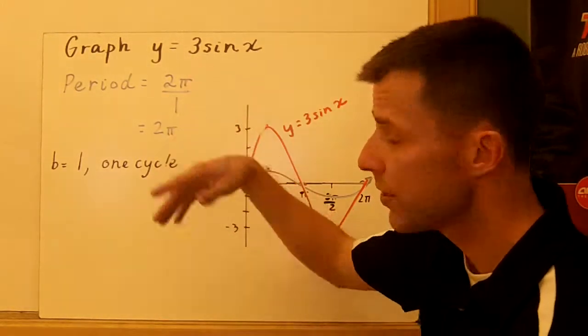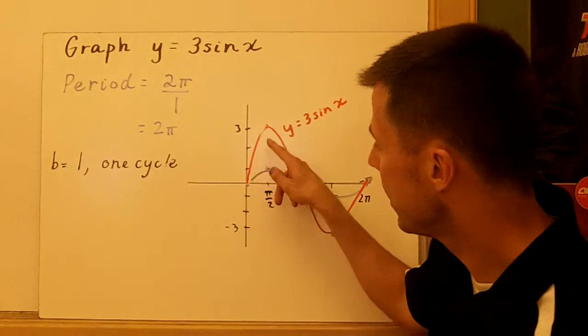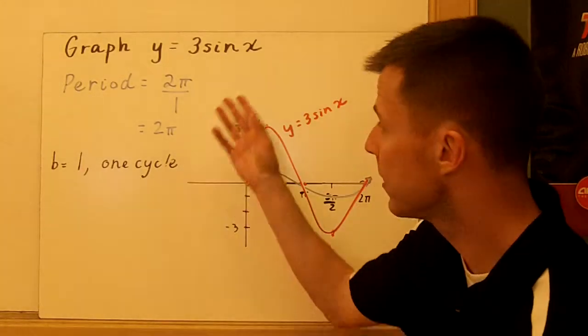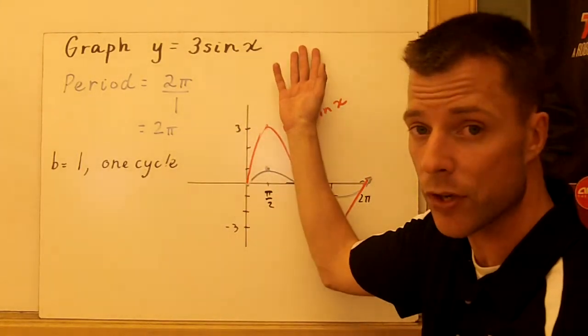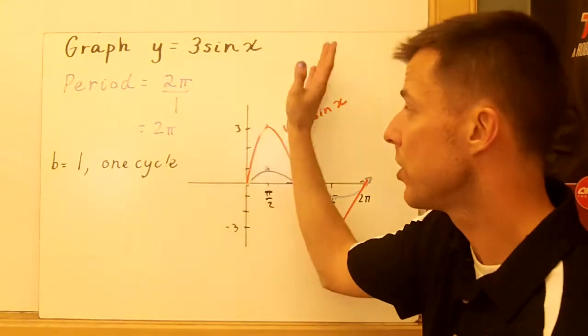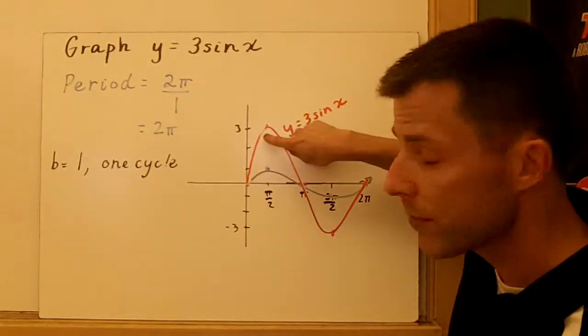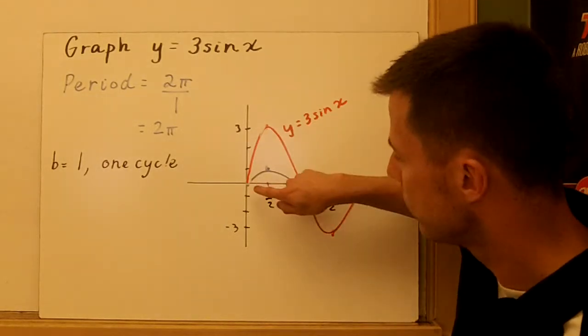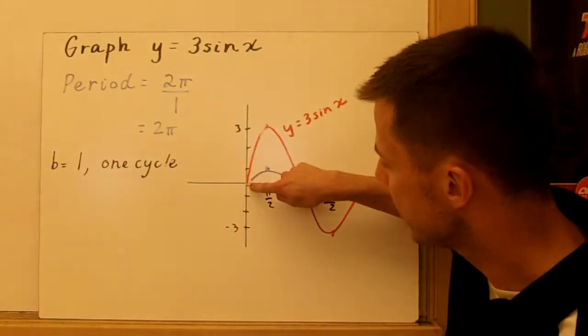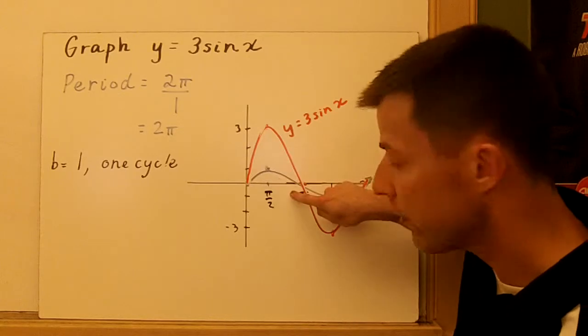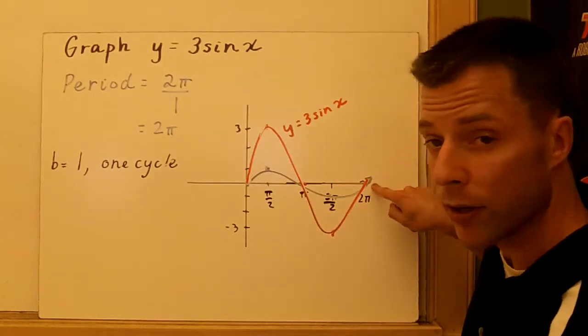Now, a is 3. So that means that right now the max and min is going to be 3 because I'm not adding anything to this function. And it'll change later when we start translating. But when a is 3, we stretch our max up to 3 and our minimum down to -3. So with the sine function, we start at 0, max, 0, min, 0.